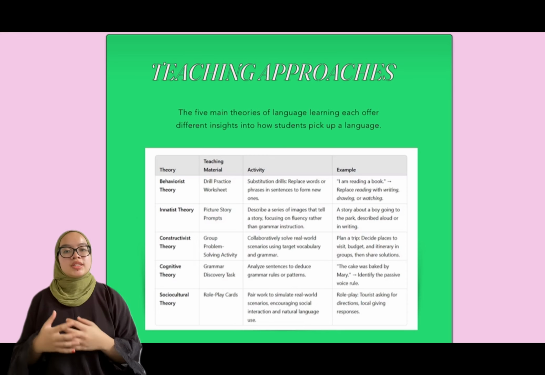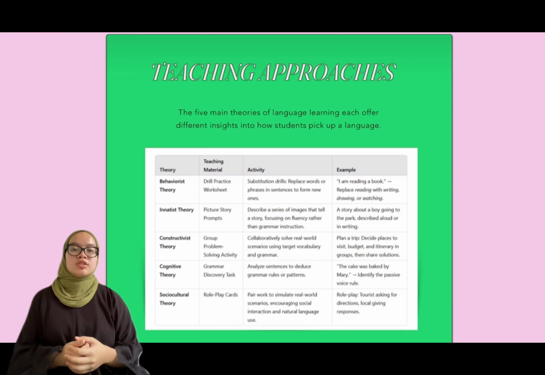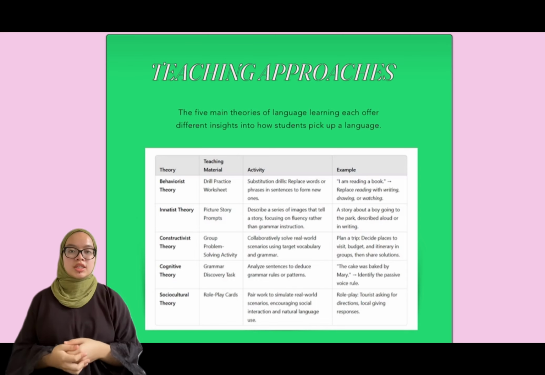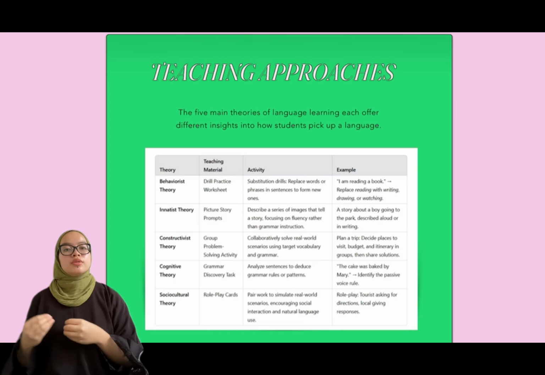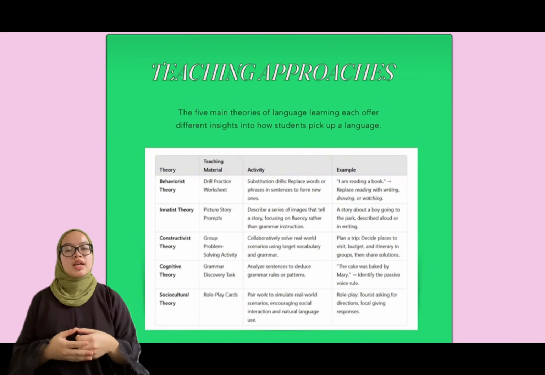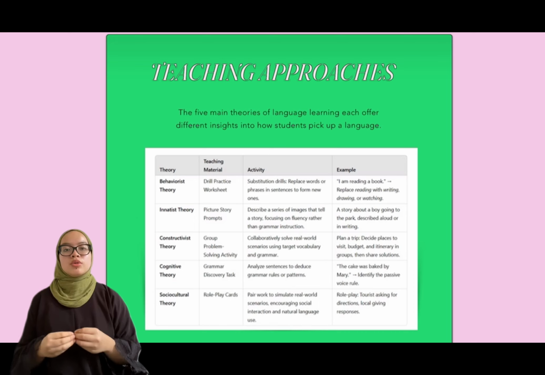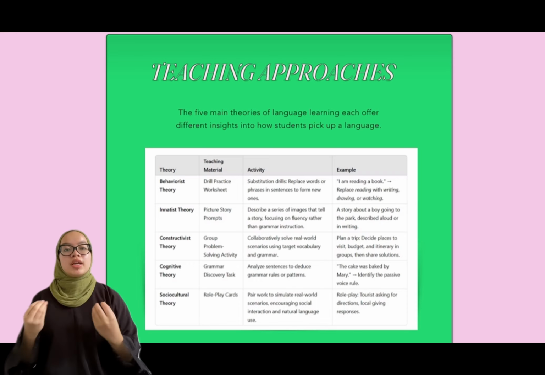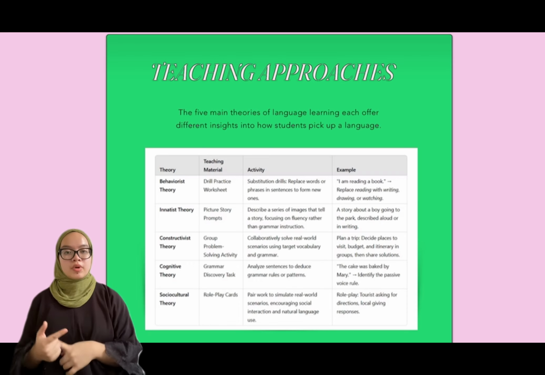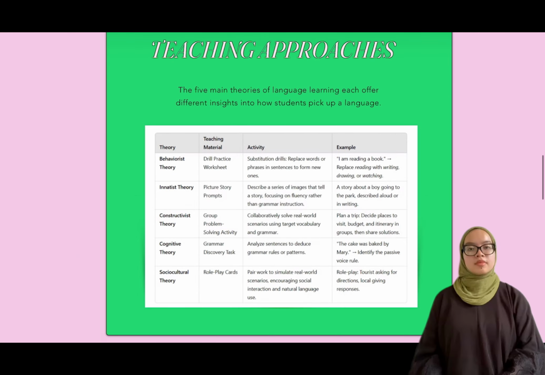Cognitive theory also stresses the importance of understanding the rules behind language. Teachers can encourage students to think critically about language structure and engage them in tasks that help them deduce rules on their own. Last but not least, sociocultural theory highlights the role of social interaction in language learning. Activities that promote communication and real-world engagement, such as role-play and group projects, help students use language in practical contexts.